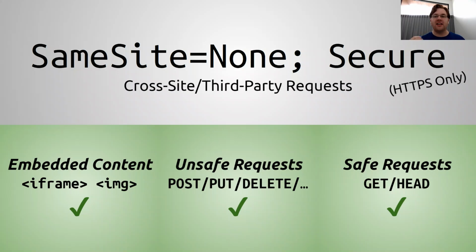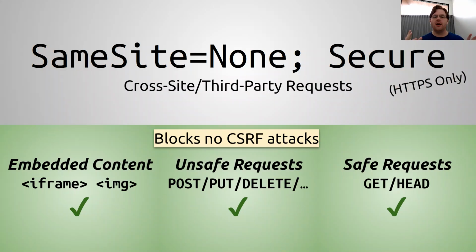But the thing about same-site none is that because it does allow cookies on all requests, the browsers have decided to require secure to be set as well. The secure flag on a cookie says the cookie can only be sent on a secure request, so HTTPS. And so same-site none works only on HTTPS connections, when the connection is encrypted. None, as you would expect, blocks no CSRF attacks. Because it attaches the cookie on every request, there is no CSRF protection in there at all. You need to have your own CSRF protection in order to protect these requests.